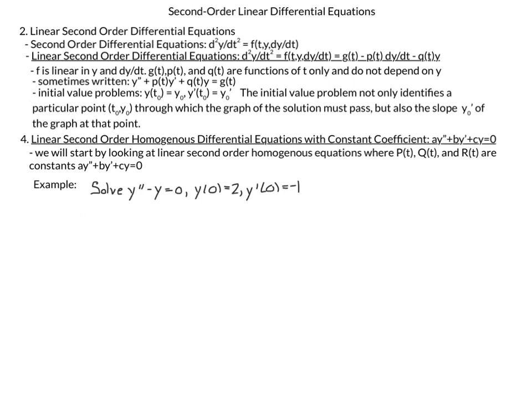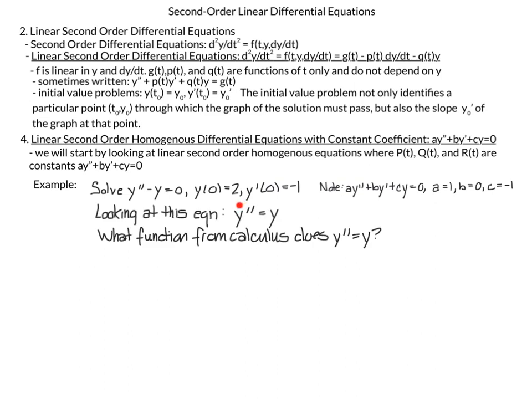So our simple example is y double prime minus y is equal to 0 with initial values y of 0 is equal to 2 and y prime of 0 is equal to -1. And just a note, in this general form of a y double prime plus b y prime plus c y equals 0, for this equation here, y double prime minus y equals 0, we have a equal to 1, that's our coefficient in front of y double prime, b is equal to 0 because there's no y prime in here, and c is equal to -1, that's the coefficient in front of the y term.